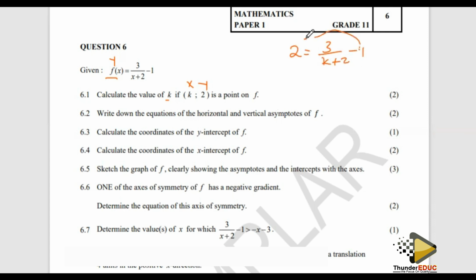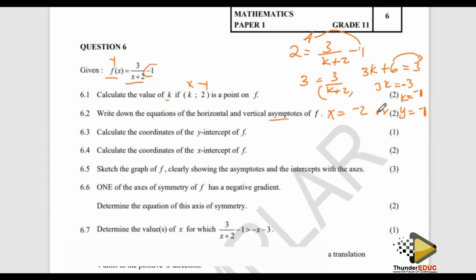Move this one first. It's going to be 3 equals 3 over k plus 2. Then cross multiply. So that's 3k plus 6 is equal to 3. Move the 6 now. 3k is negative 3, which means k is negative 1. Then write down the horizontal and vertical asymptotes. Remember what we said? This is the vertical. Just switch the sign. x is negative 2. And then this one here represents the horizontal. We're going to say y is equal to negative 1.